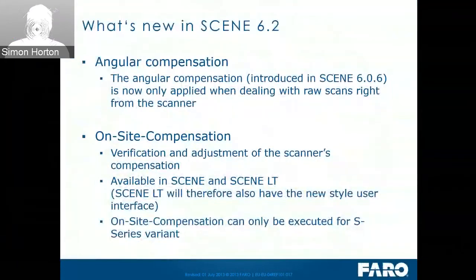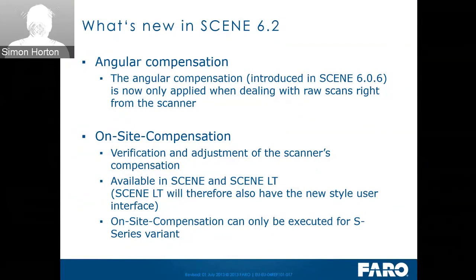So in here, a couple of things to note in Scene 6.2. First off, some users had noticed that we're applying an angular compensation when we're processing scans, which could add to the time of the processing. It was basically a way of fine-tuning the scans to make sure they're closing well. Now the angular compensation will only be applied when you're bringing raw scans directly from a scanner. So if you're opening a Scene 6 or a Scene 5.5 or 5 or 4 or 5.3, then that compensation won't be applied.